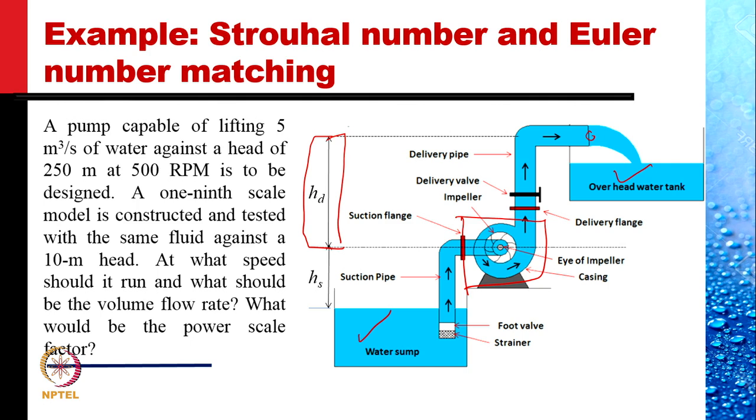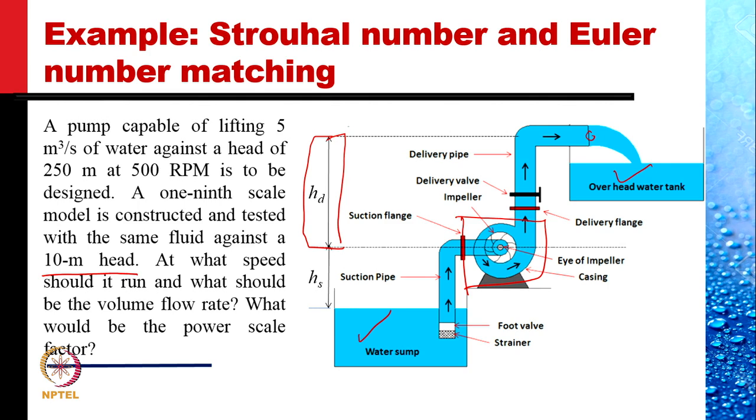A pump capable of lifting 5 meter cube per second of water against a head of 250 meters, that is, HD is 250 meters, at 500 RPM is to be designed. It will be a rather big pump. So a 1/9 scale model is constructed and tested with the same fluid, that is water, against a 10 meter head, a much reduced head.